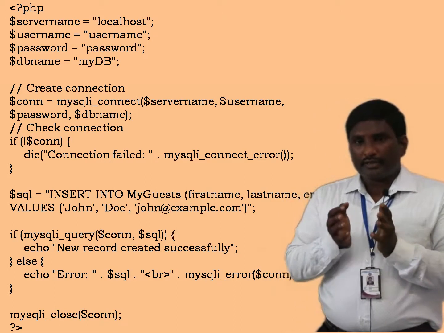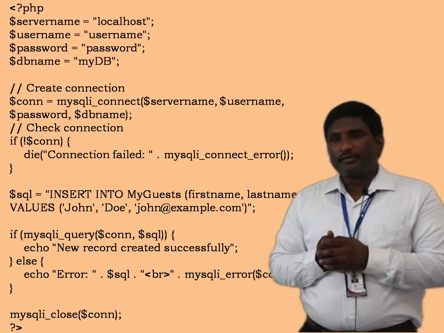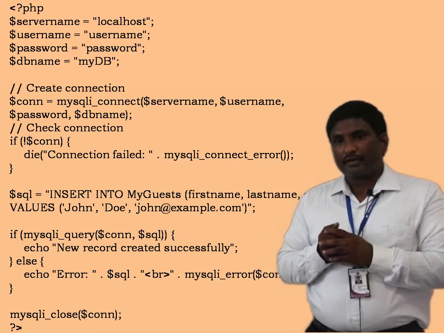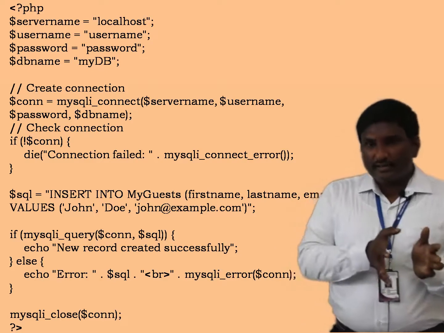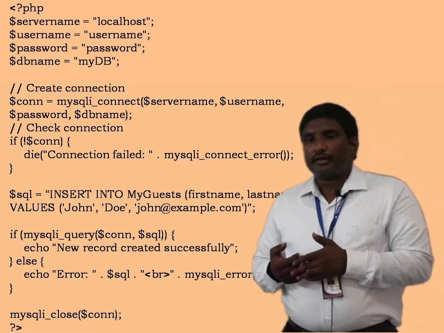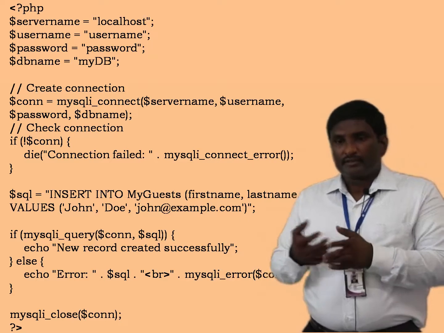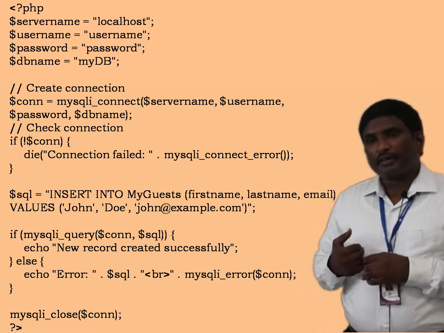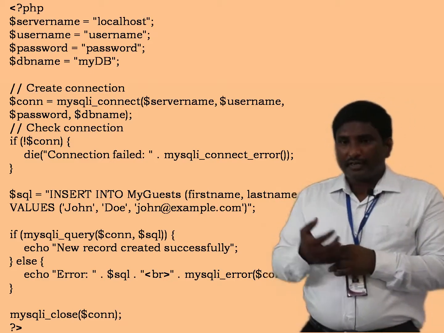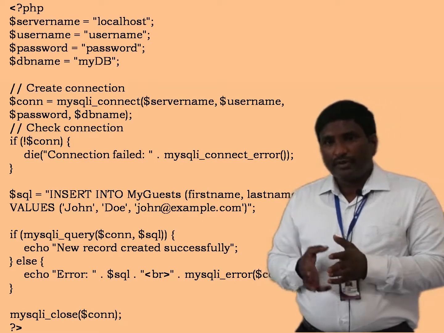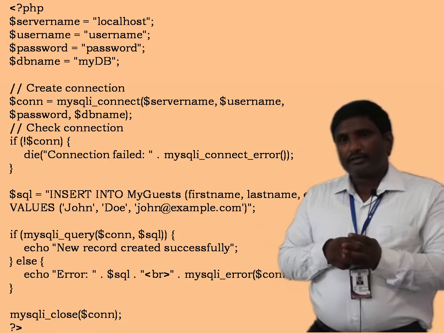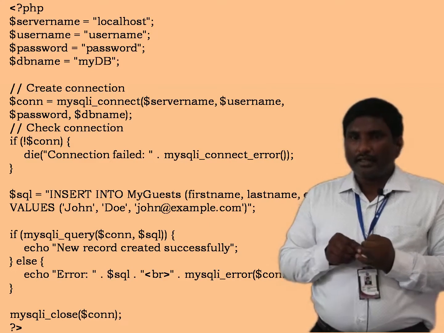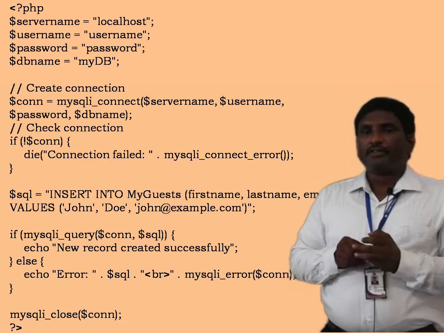I need to execute this SQL query by passing it to mysqli_query, having the connection variable and the SQL. If the record is inserted successfully into the database, we get the message new record created successfully, or else MySQL connection related errors will be displayed. After inserting the values into the database, we need to close the connection. In this way, we connect to the MySQL database, close the connection, create the database, then create the table and insert values into the table.